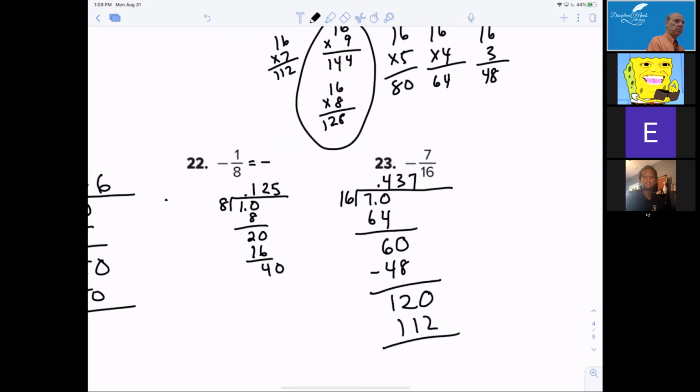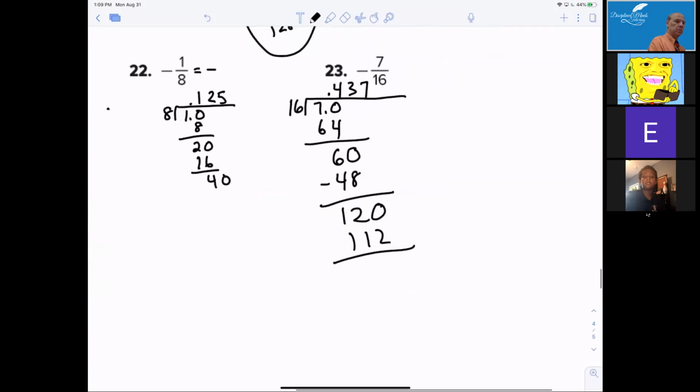Then when I subtract, I get? Well, 120 minus 112. What would that be? Wait. I must be doing it wrong. From 12 to 20 is how much? Wait, I'm confused. I don't know what I did. Well, this is where I'm at, so you correct yours. And then you tell me where you're having trouble.